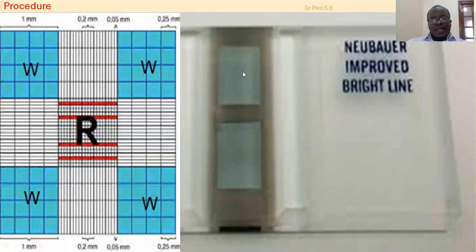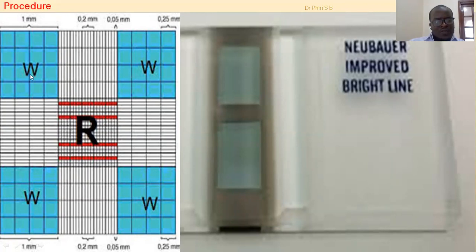So when you expand on this portion here, you can see the squares. These are the squares. You have nine bigger squares. Out of these nine bigger squares, there are four squares at the corners. These squares at the corners are the ones that you use for white blood cells. But the center here is what you use for red blood cells.